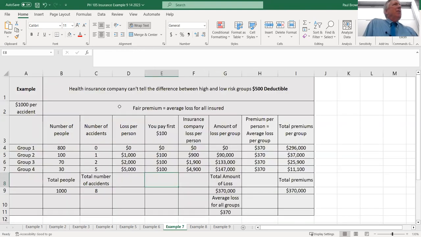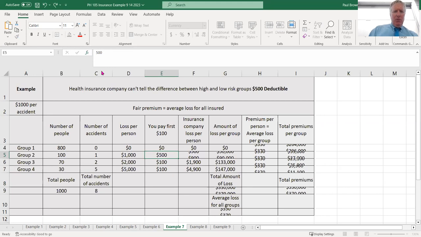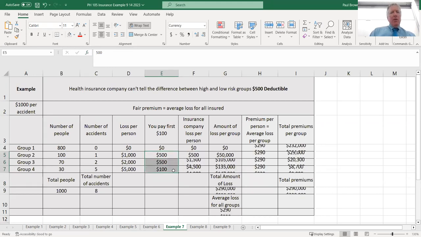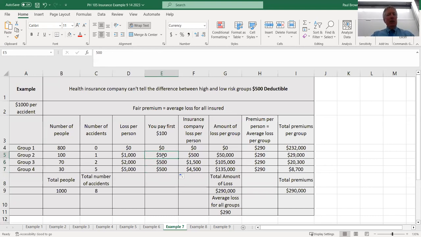Okay. So then we said, well, what happens if you have a deductible? If this is the loss per year, let's do a $500 deductible rather than a $100. With a $500 deductible, people pay the first 500. So group zero, they pay nothing because they don't have any loss. But group one, their loss is $1,000. They have a $500 deductible, which means they pay 500, the insurance company pays 500. Group two, they pay 500 and the insurance company pays 1,500. Group three, 500 and 4,500. So from the premium standpoint, all that matters is the amount that the insurance company pays, not the amount that you pay.